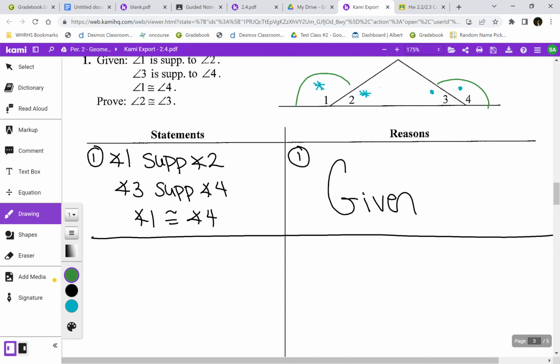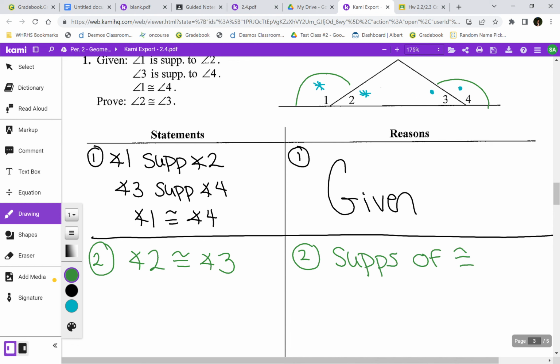Remember, I told you in the proofs there won't be any numbers to make that connection. It's all just based on the given. So statement 2, we're going to say angle 2 is congruent to angle 3, and the reason is going to be subs of congruent angles are congruent.